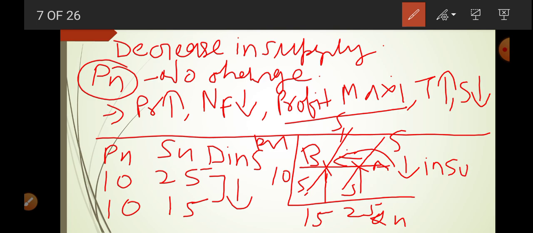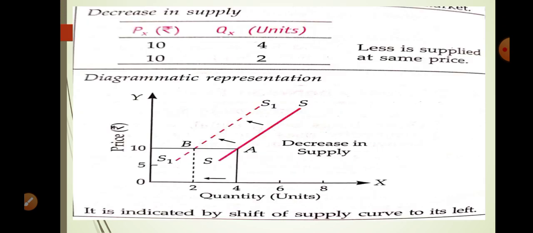Okay, and the reasons are increase in the price of related good, the number of firms will reduce. Now profit maximization is the goal of the firm. Tax has been increased by the government. A subsidy has been reduced by the government. Now decrease in the supply. This is the diagram. Price is 10. Still it is 10, but you can see initially supply is 4. Now supply is only 2.